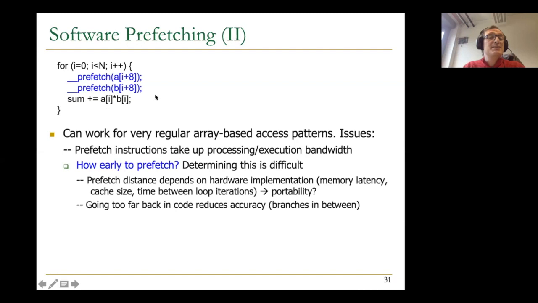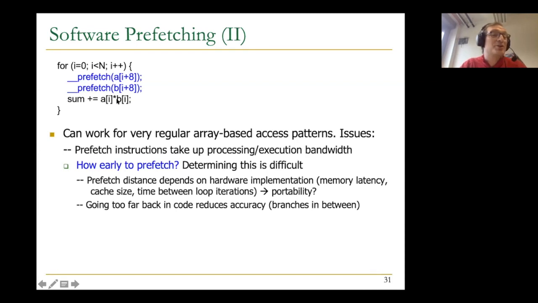The prefetch distance depends on the hardware implementation also, right? So how far ahead you prefetch depends on the memory latency, for example, the cache size, and the time between loop iterations. Let me give you a quick example. If your memory latency is 500 cycles, and you can parallelize the access to A[i] and B[i], these go to memory, let's say, if you get cache misses on that.